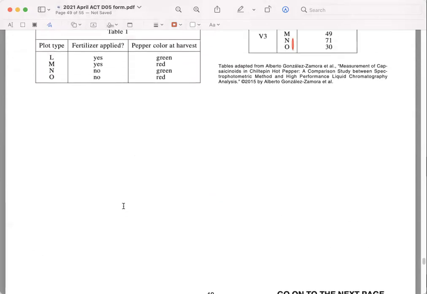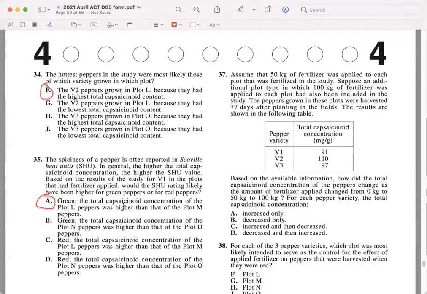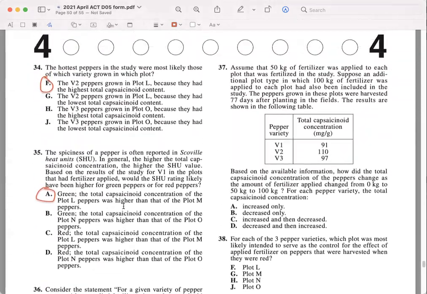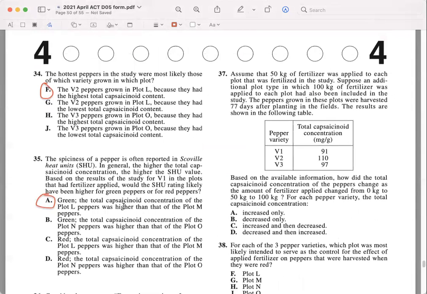Because it is the green one which is higher than the red one. Assume that 50 grams of fertilizer was applied to each plot that was fertilized in the study. Suppose an additional plot type in which 100 kilograms of fertilizer was applied to each plot had also been included in the study. The peppers grown in these plots were harvested 77 days after planting in the fields. The results are shown in the following table.